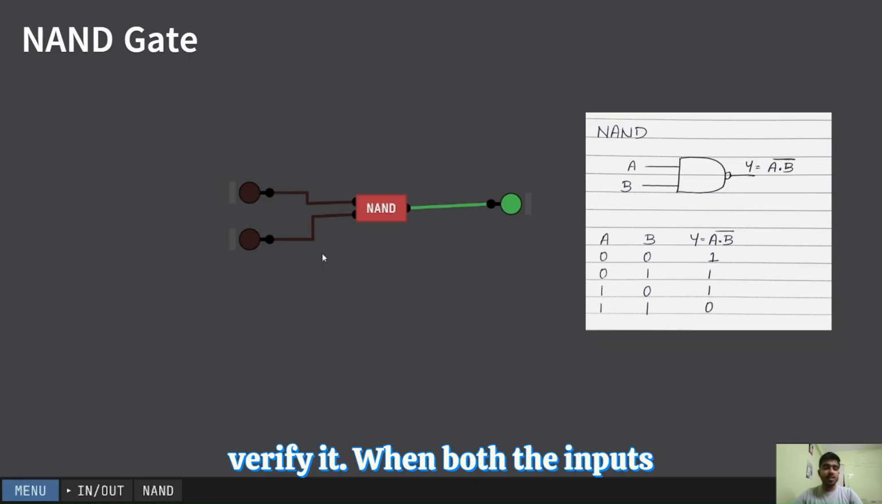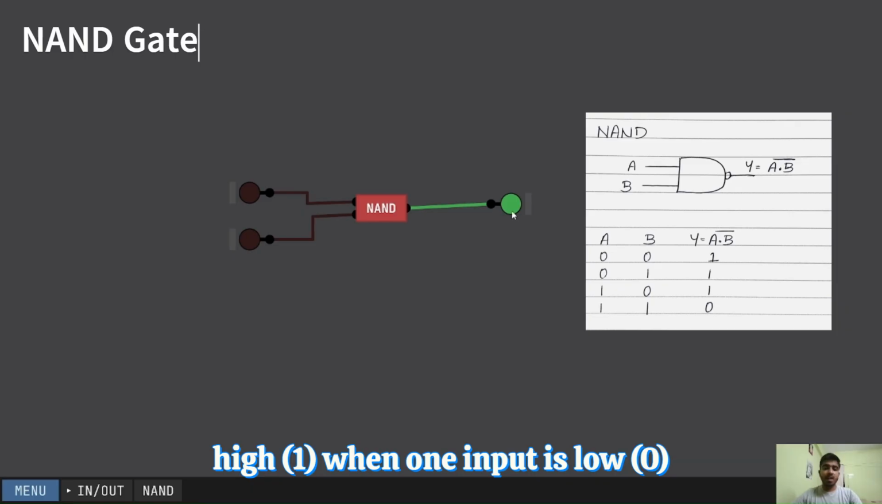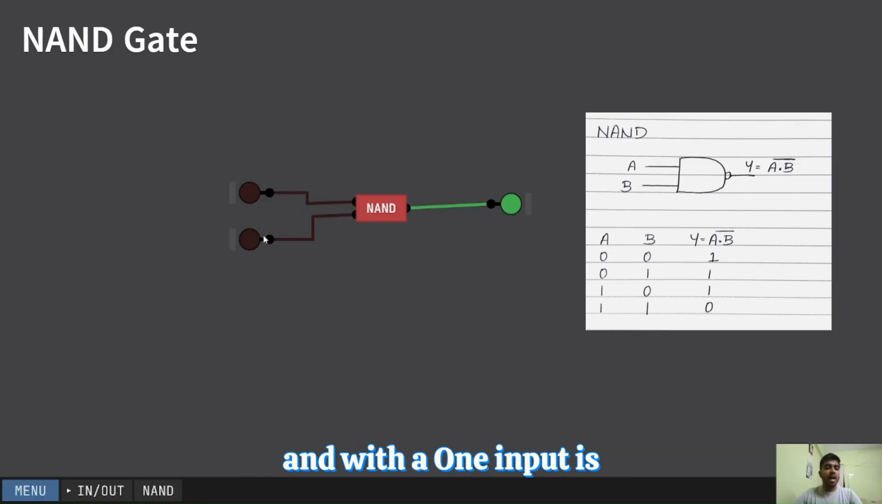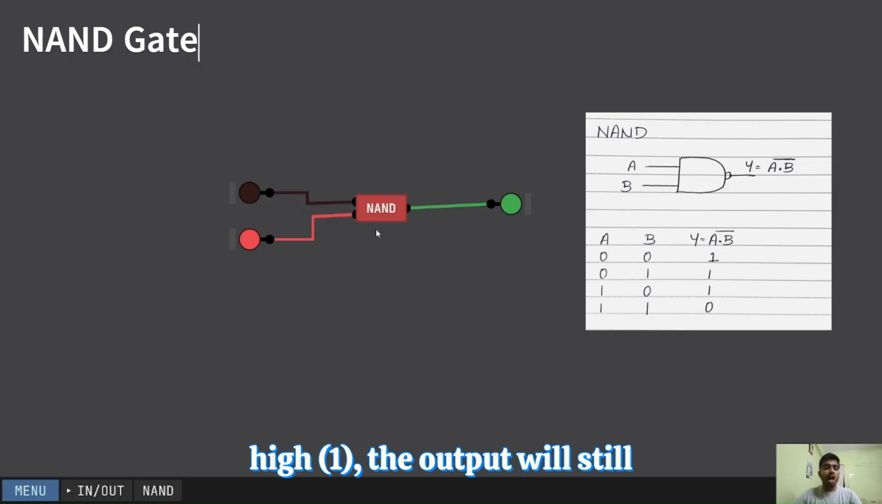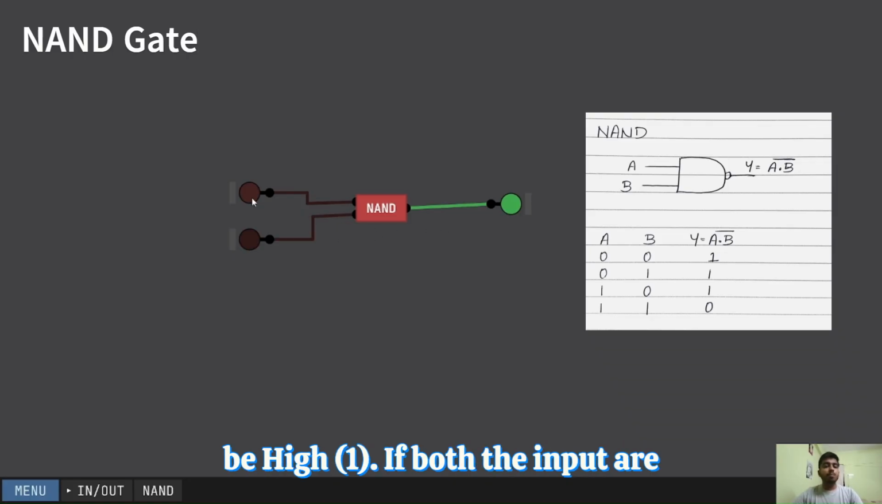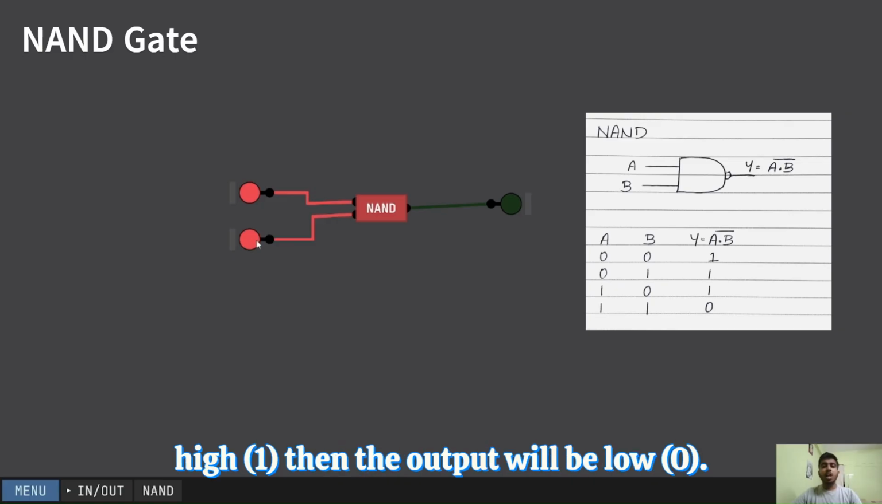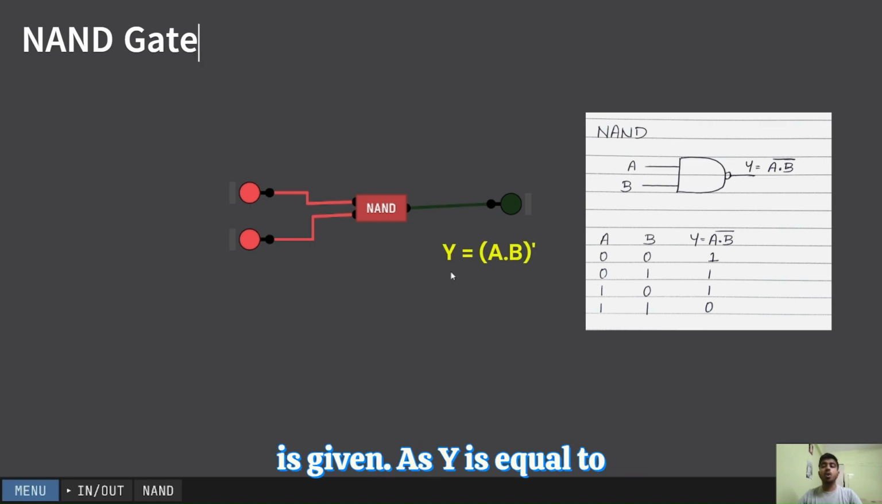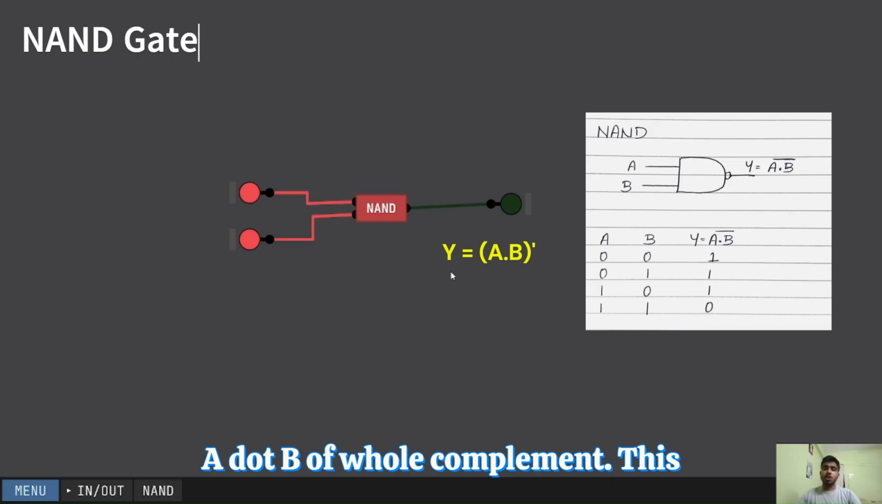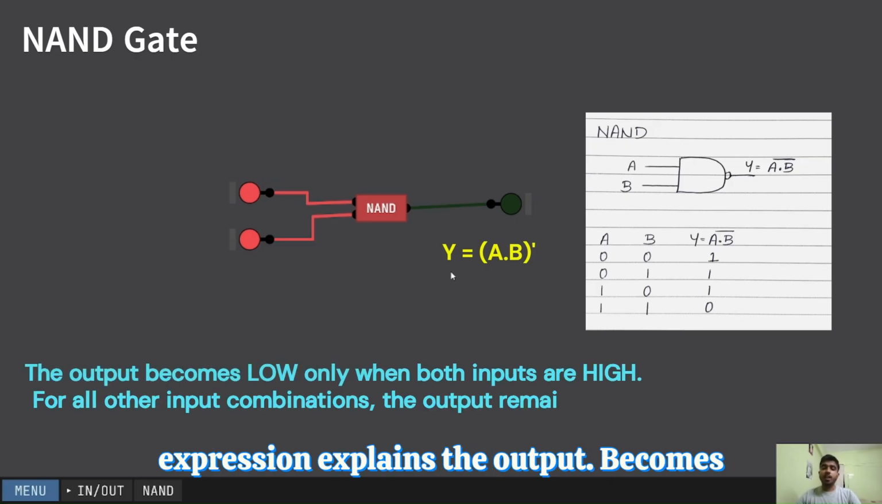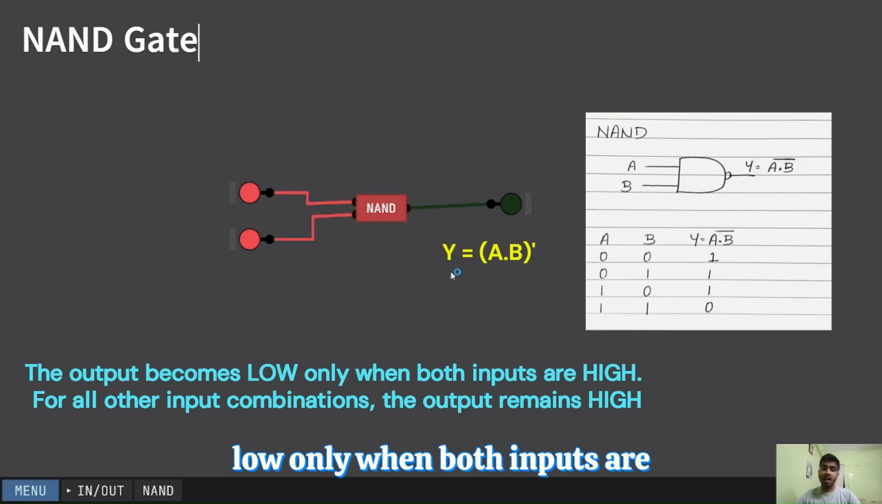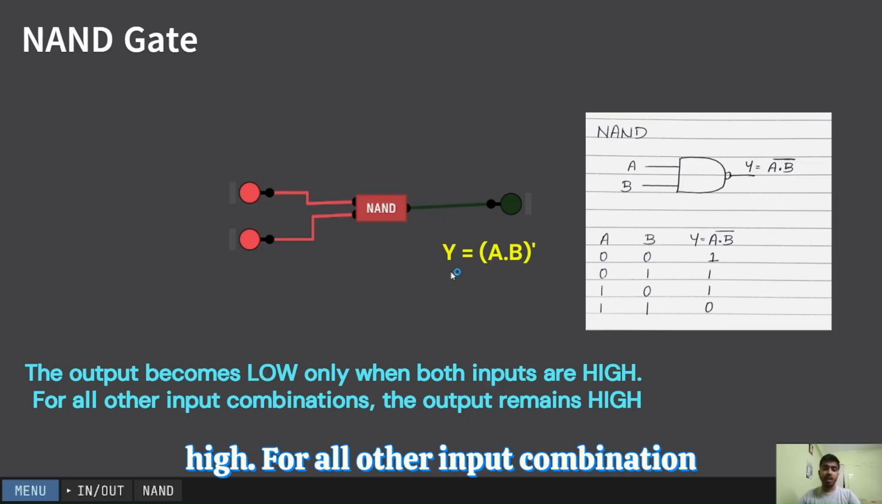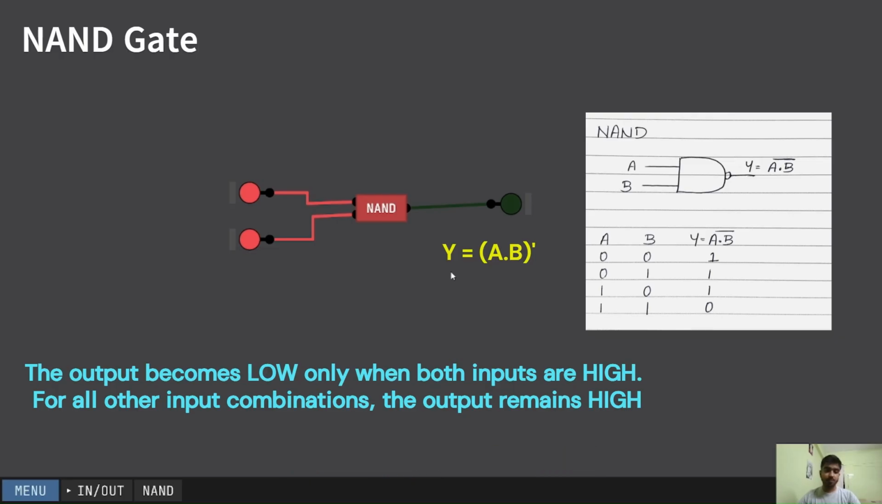So let's verify it. When both the inputs are low, the output will be high. When one input is low and one input is high, the output will still be 1. If both the inputs are high, then the output will be low. So hence the equation for this NAND gate is given as Y is equal to (A dot B) whole complement. This expression explains the output becomes low only when both inputs are high. For all other input combinations, the output remains high.